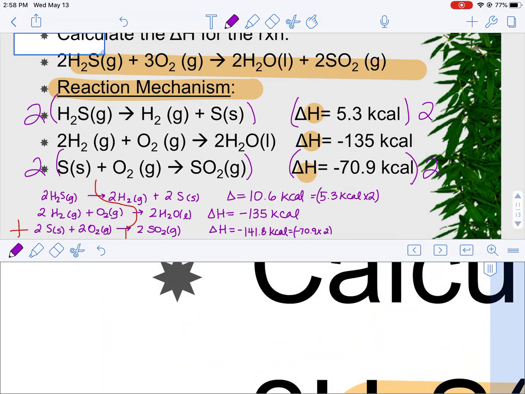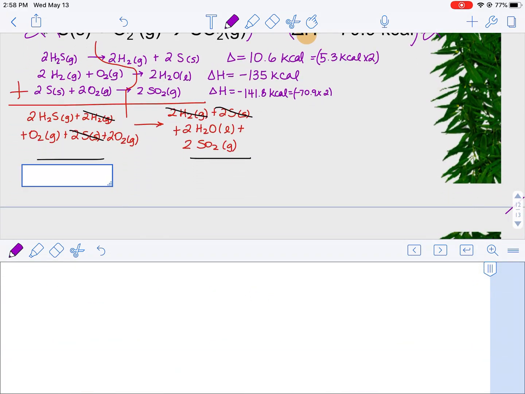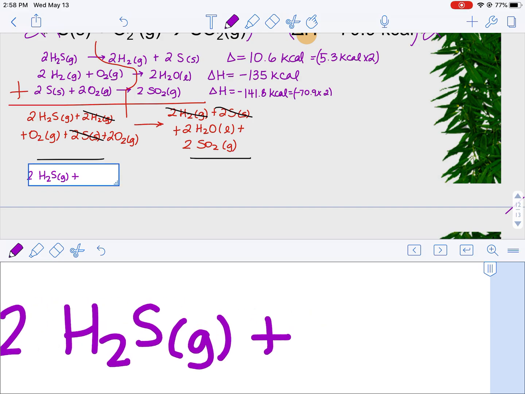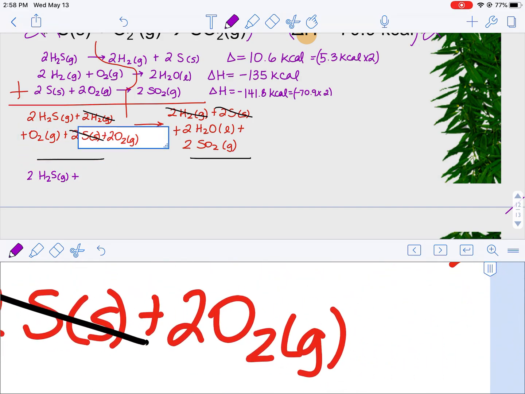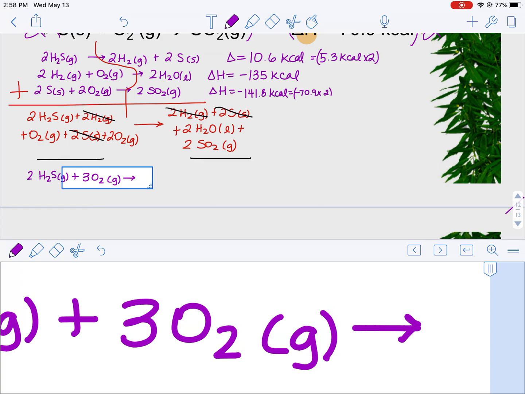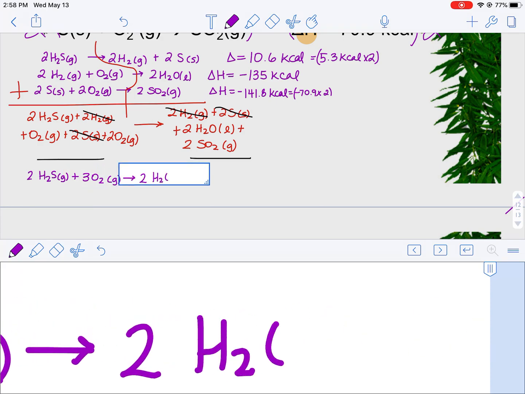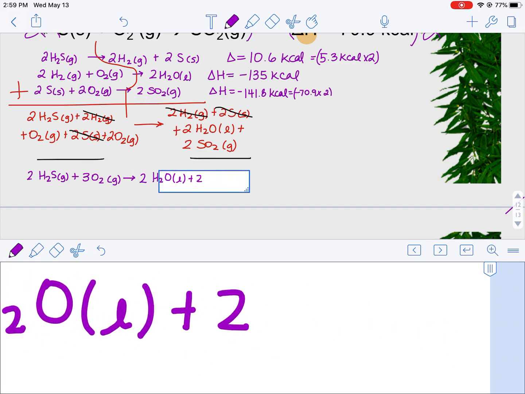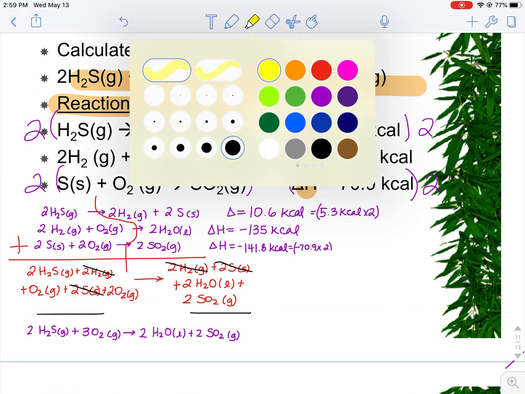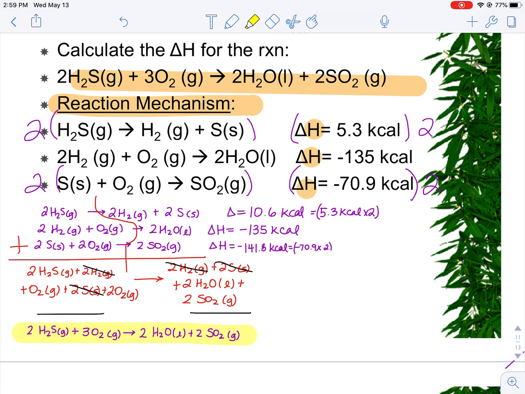So cleaning this up, what's left are these 2 moles of dihydrogen monosulfide gas. Then I've got 1 O2 plus 2 moles of O2. 1 plus 2, that's a total of 3 moles of oxygen gas, producing 2 moles of liquid water and 2 moles of sulfur dioxide gas. As I now look, this combined mechanism reaction does in fact match what the overall reaction is. So now I can go ahead and do the math.